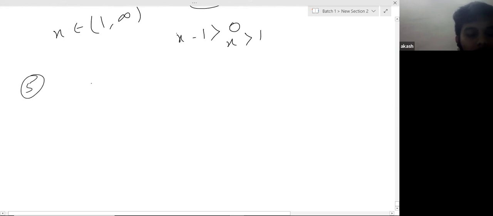New type of question again. f of x equals under root x square minus 4. Try to solve this. x square minus 4.